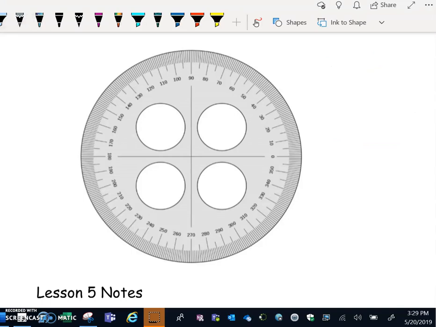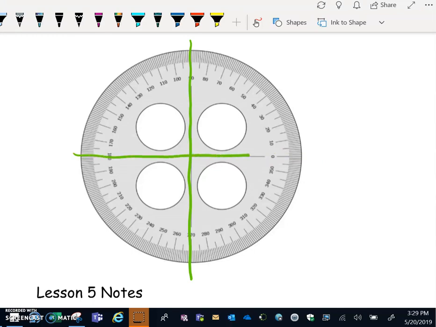So I'm going to start with a green one. I want to identify the right angles that make up this circle. Sorry, I'm a little bit crooked there. It's hard to draw straight on the computer. All right, so there's a right angle from this 0 all the way around to here, which is 90 degrees. And I want you to label it as a right angle.